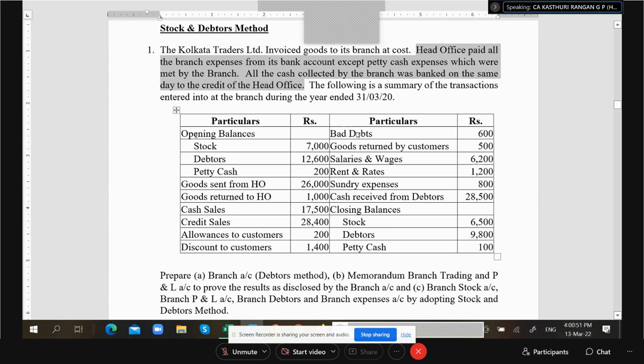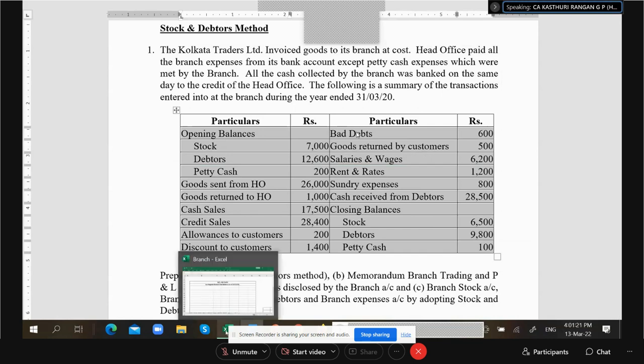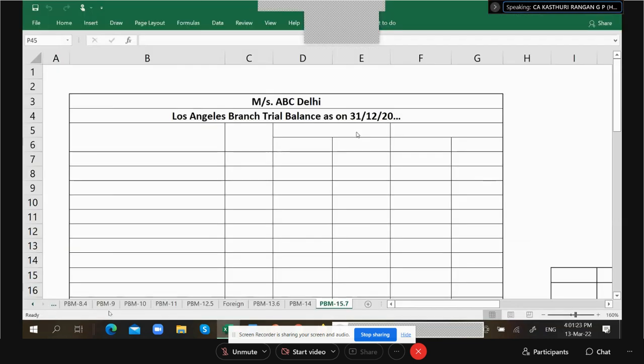So they've given the summary of transactions: the opening balance, the closing balance, then the transactions. Prepare A, branch account under debtors method; B, memorandum method; C, stock and debtors method. I'm assuming, friends, that you are aware of all the three methods. I'm going to get straight into the solution. Wherever required, I will try to explain things. Or if you have any question, please feel free to ask me. Okay, so let's go to problem number 1.